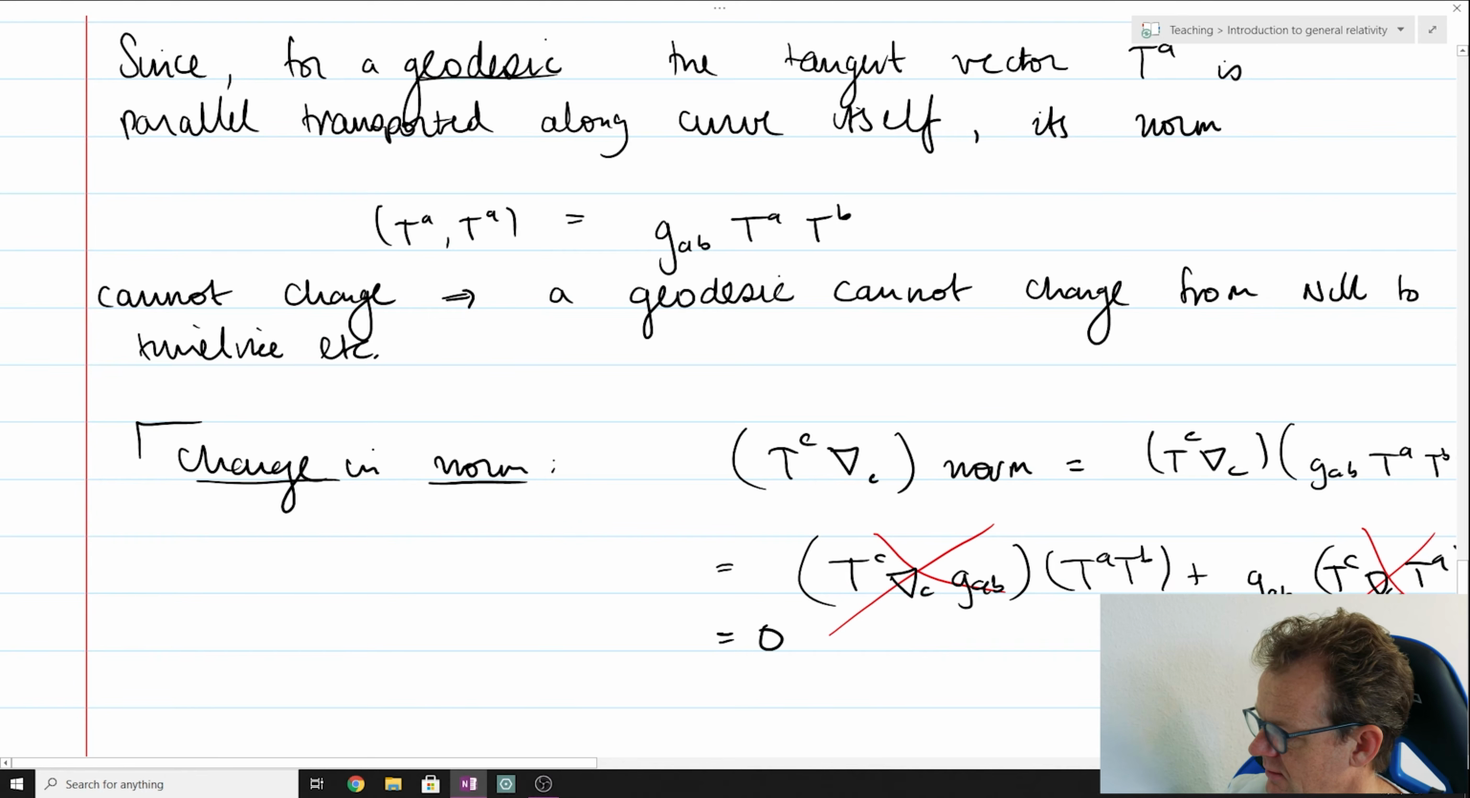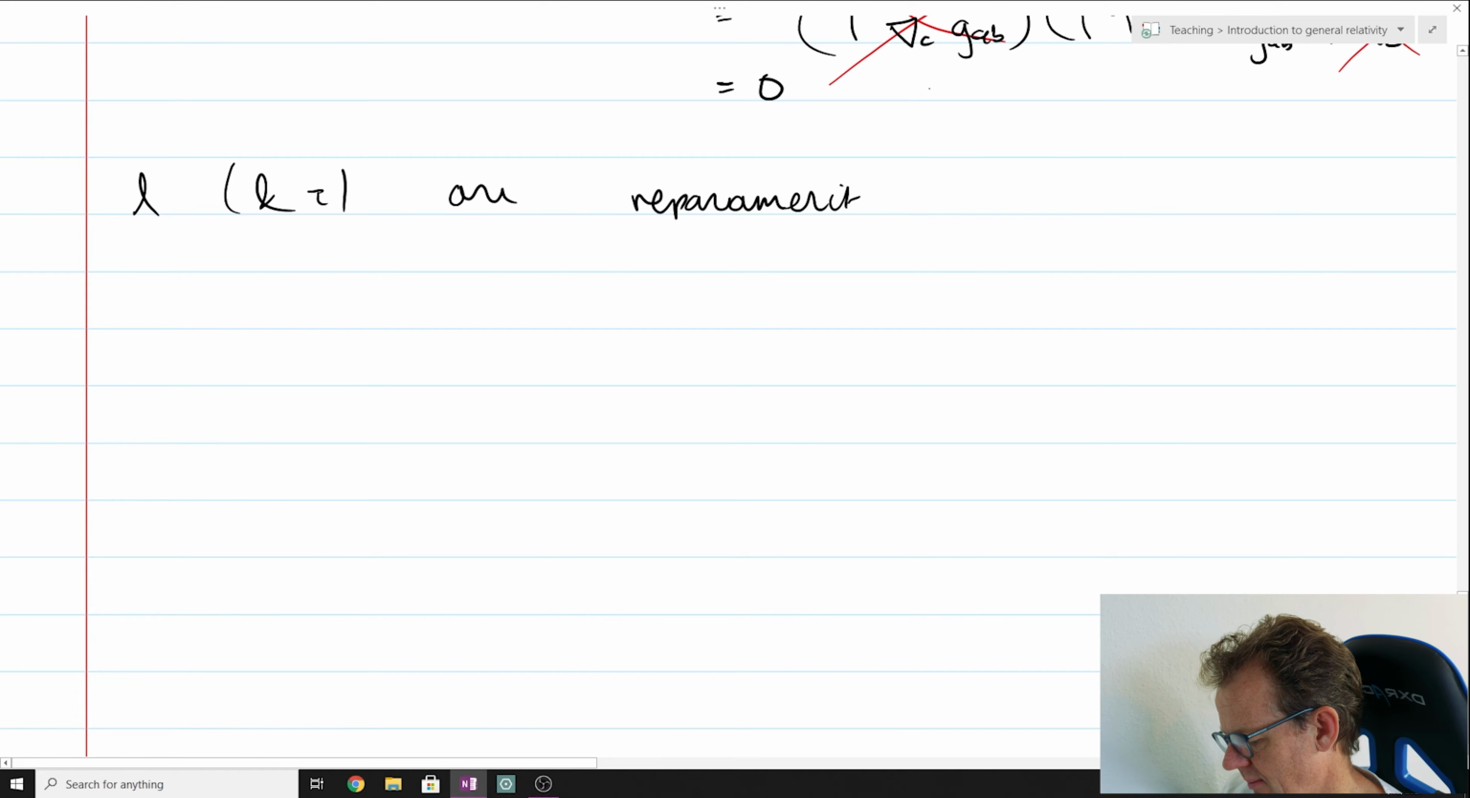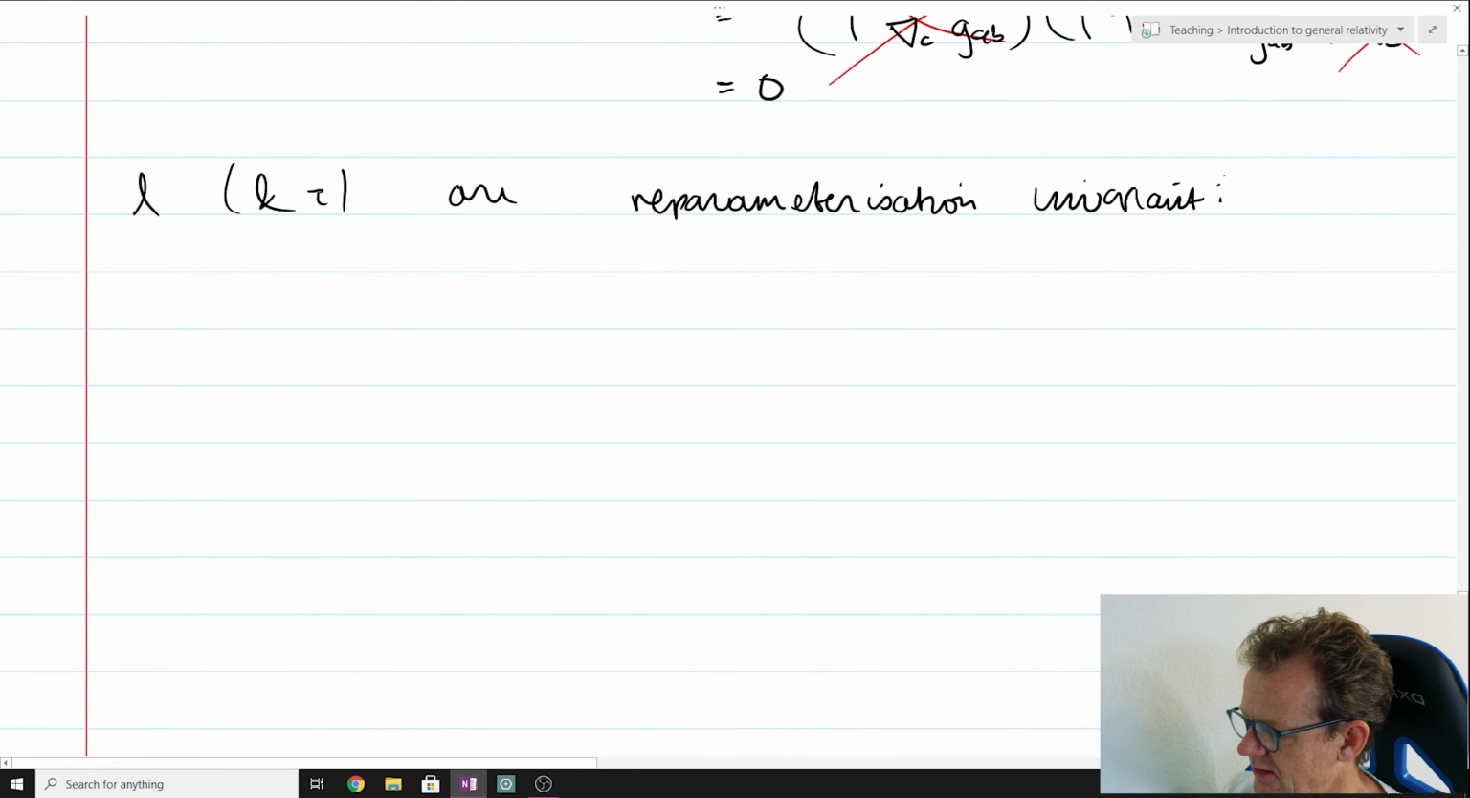Turns out this is not the case, of course, and I'll just give a brief argument why before moving to connecting geodesics to lengths. So L and tau are reparameterization invariant. Right? They don't change under our choice of how we parameterize where we are along the curve.